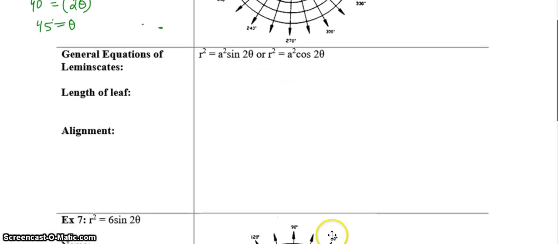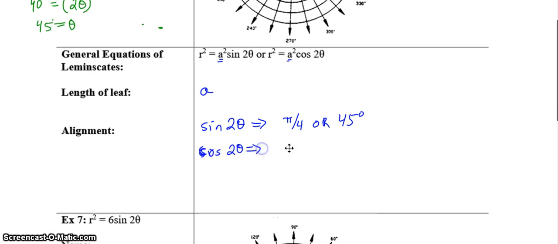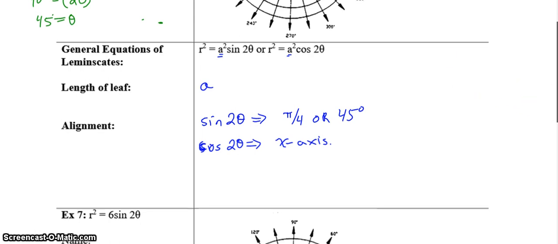So here's your general equation. The length of the leaf is a. Notice it's a squared here and here. Alignment: for sine of 2 theta, it aligns along pi over 4 or 45 degrees. For the cosine of 2 theta, it aligns along the x-axis. In other words, 0 and 180. Okay?